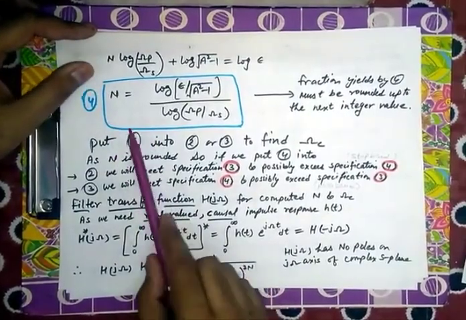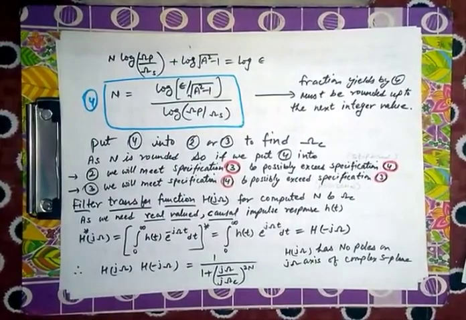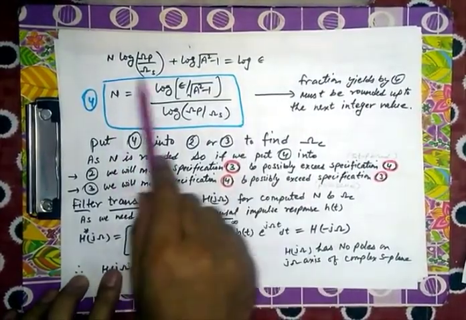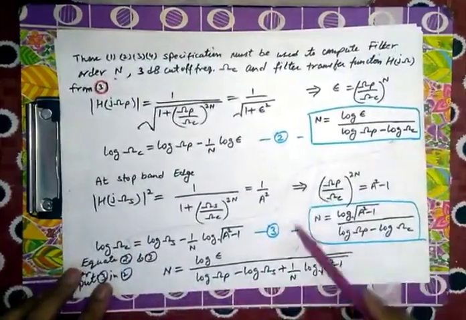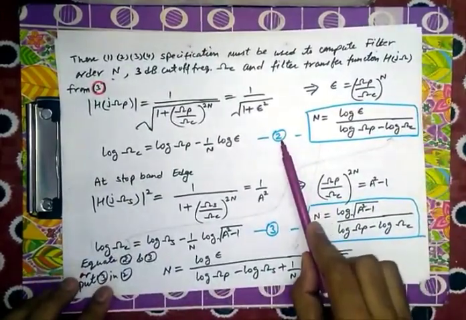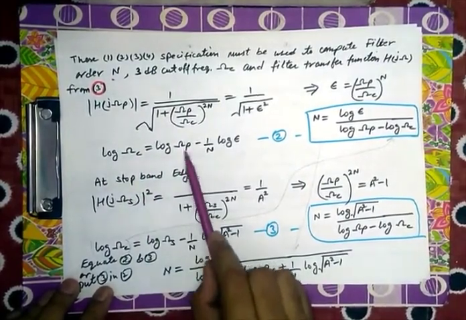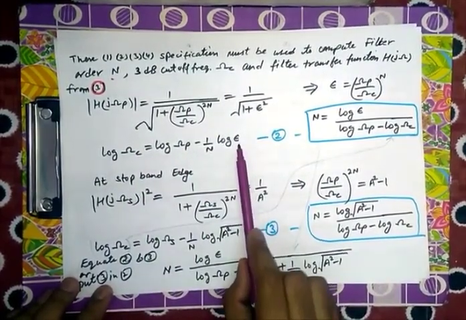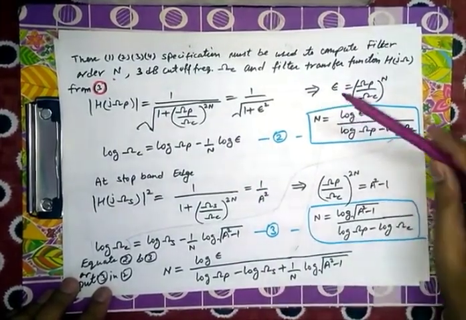Now, for finding omega c, the cutoff frequency, you can just put the value of equation number 4, that is the value of n, in either equation 2 or 3. You can find omega c, because omega p is given. Epsilon is not yet given, but it has to be found out.